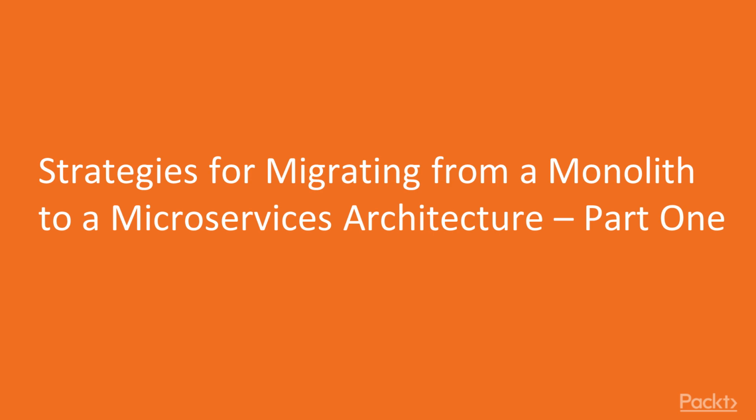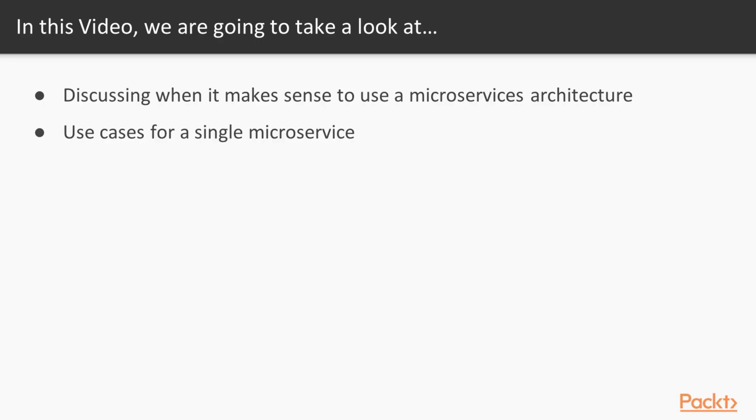This is video 1, strategies for migrating from a monolith to a microservices architecture, part 1. In this video, we're going to take a look at when it makes sense to use a microservices architecture and use cases for a single microservice.